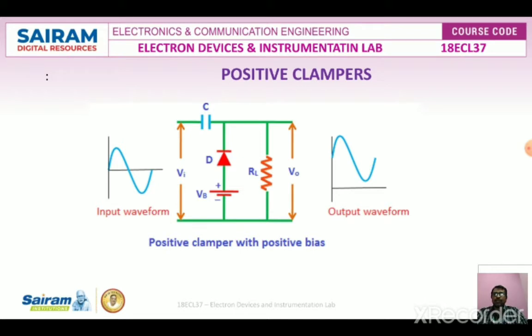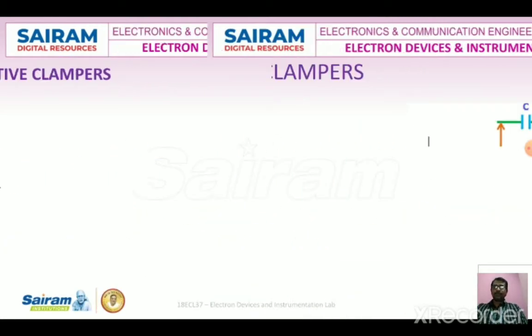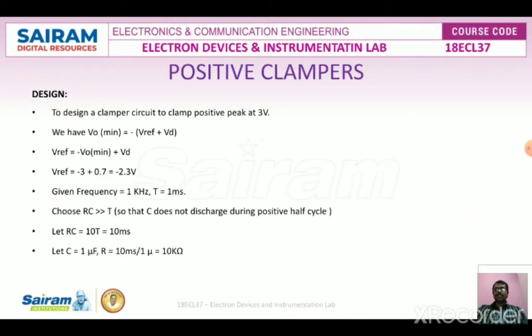In positive clamping, the signal is shifted in the upward direction with the reference of 2.3 volt. Here the design is to design the clamper circuit to clamp the positive peak at 3 volts. We know that V0 is equal to minus V reference plus VD. From that we have to find V reference. V reference is equal to minus V0 plus VD.